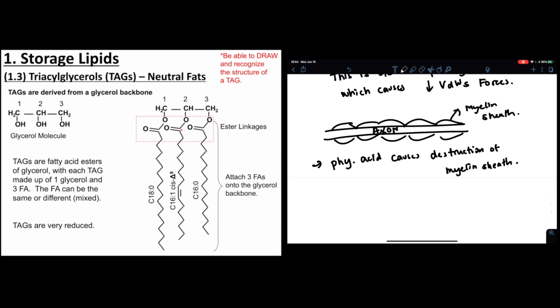Now, when a fatty acid gets attached onto here, you'll notice that the entire fatty acid gets on and attaches onto the former hydroxyl group of glycerol. So what ends up resulting here is that you see that these are all ester linkages, okay? So this is an ester.